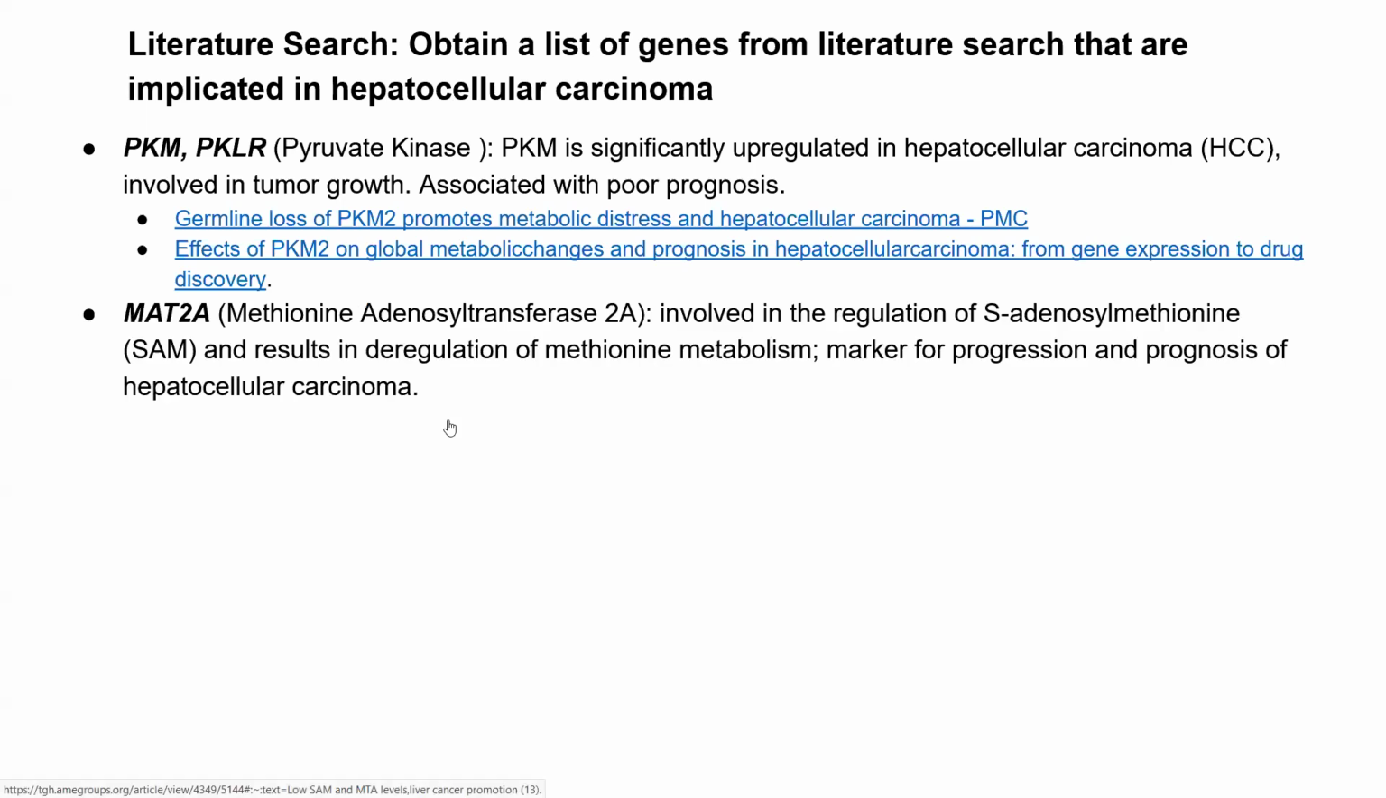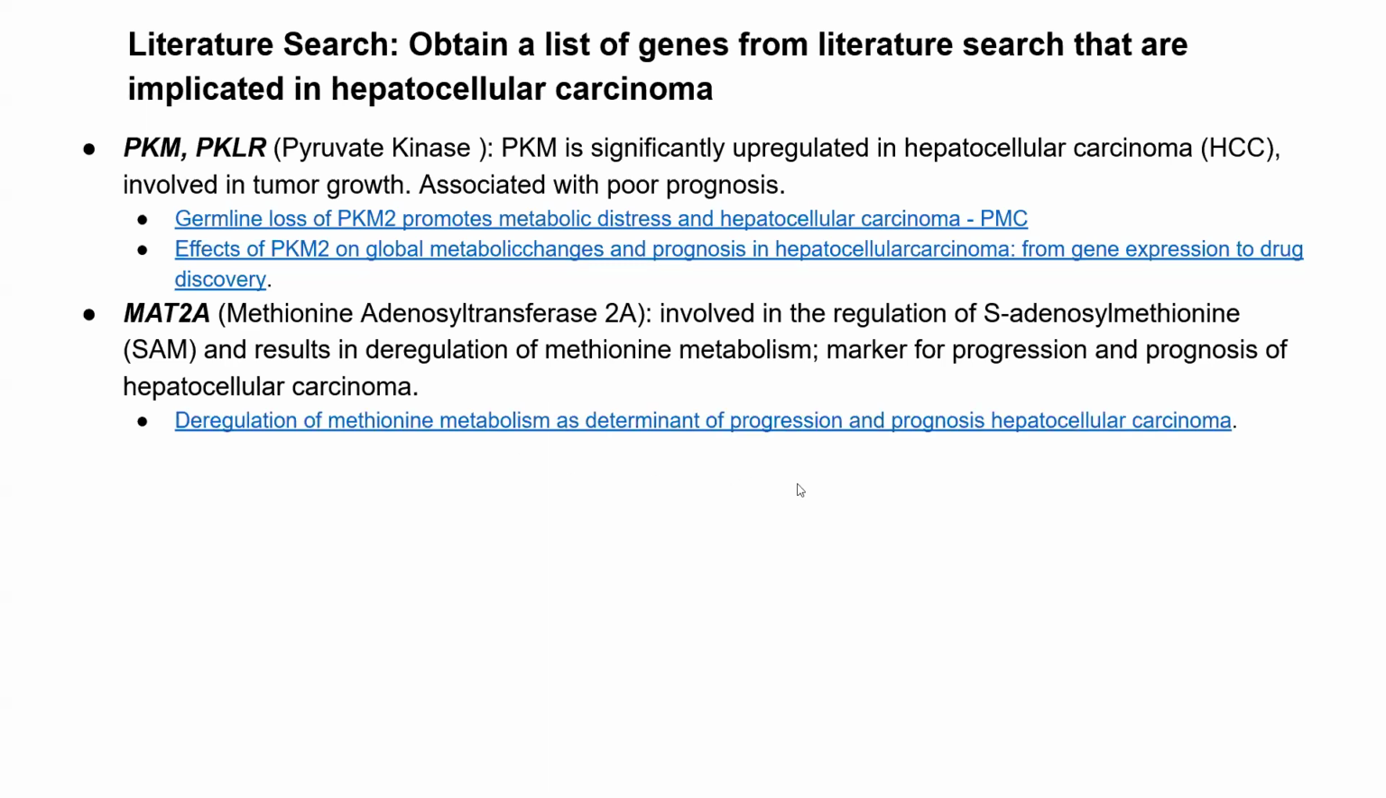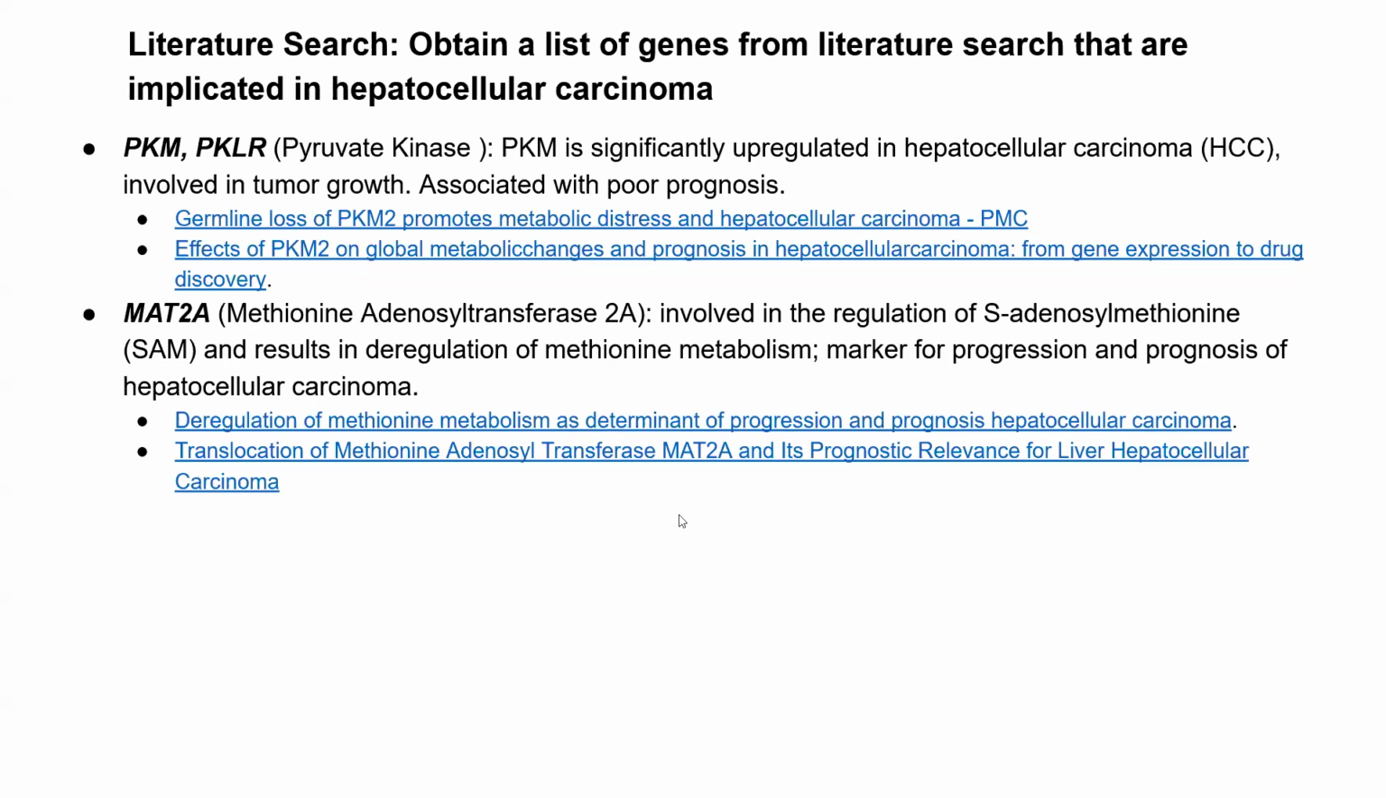Then the gene methionine adenosyltransferase 2A is involved in the regulation of S-adenosylmethionine, or SAM, and results in dysregulation of methionine metabolism. And it's also a marker for progression and prognosis of hepatocellular carcinoma. We have some papers which talk about that gene.